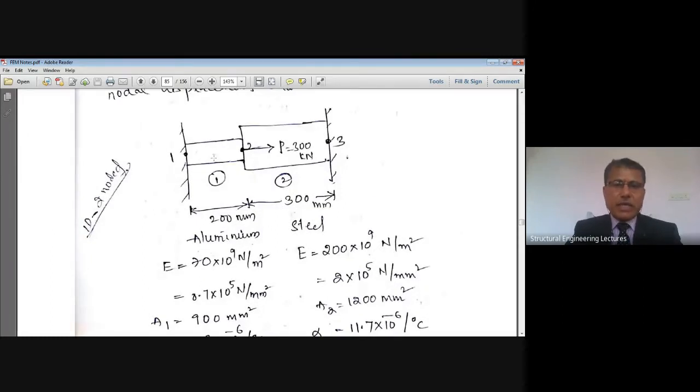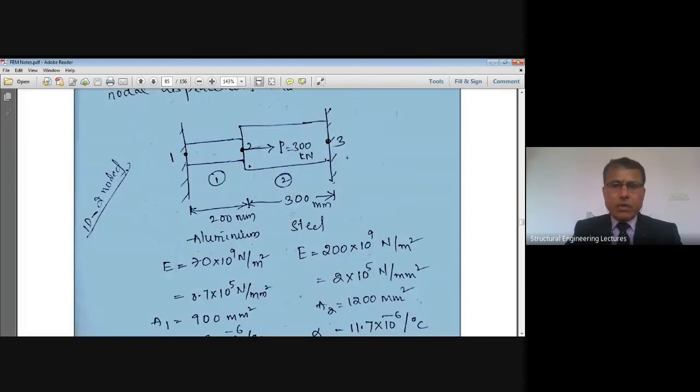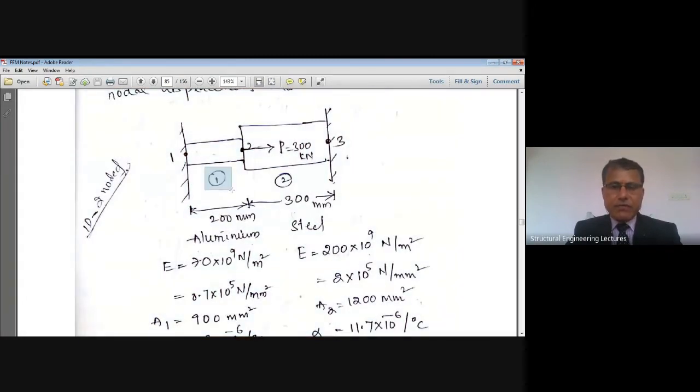Then the first step is discretization. You can see that element 1 has quite different material properties, as aluminum, with different Young's modulus and area from the second element. Hence, after discretization, this is my first element and this is my second element. The first element is modeled using 1D 2-node elements, where the left node is node number 1 and the right node is node number 2. For the second element, the left node is number 2 and the right node is number 3.